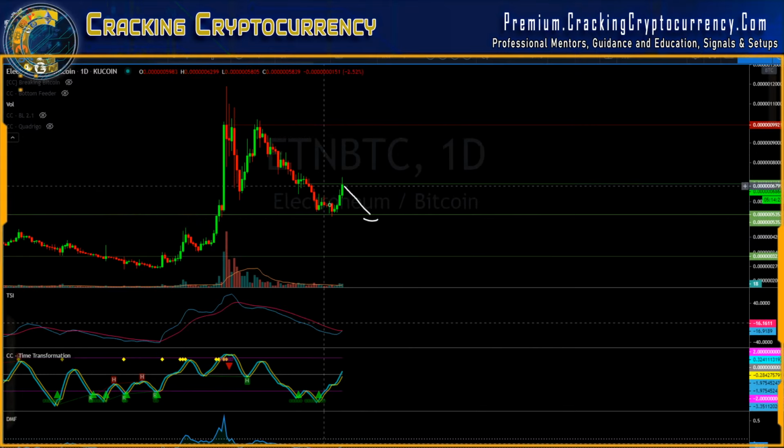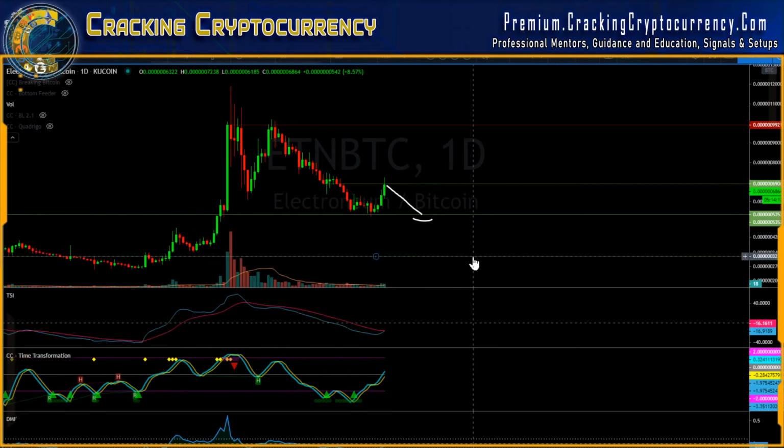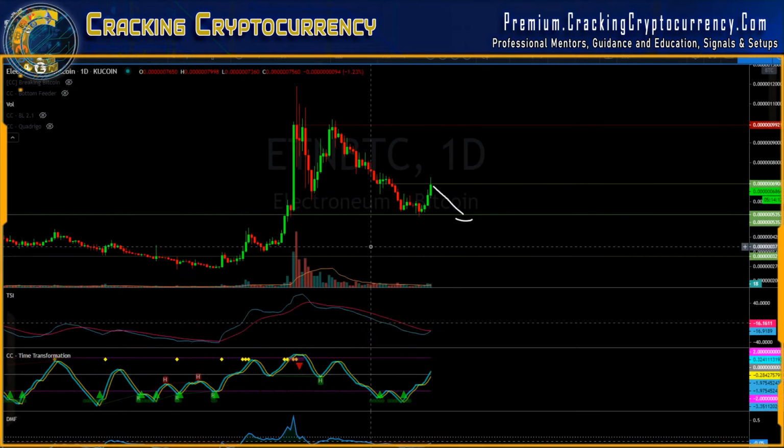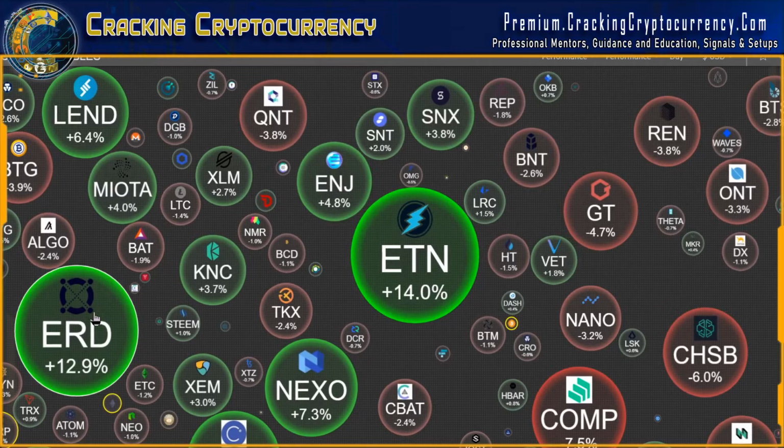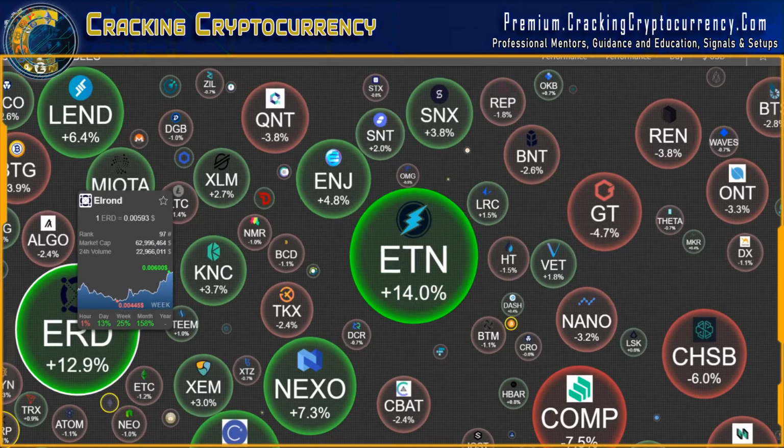I don't really see any volume or really any other reason why it would actually break out here. It is kind of retesting support as fresh resistance, so we would be looking for a rejection there. But people like it. It's been relatively popular lately. People are pumping it, so keep our eyes on it. Elrond.